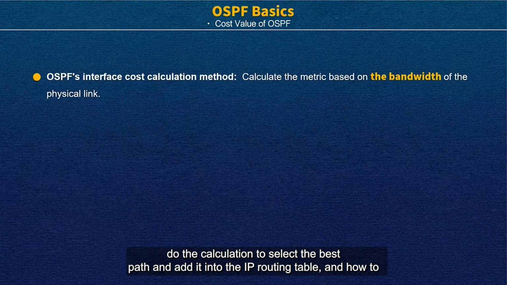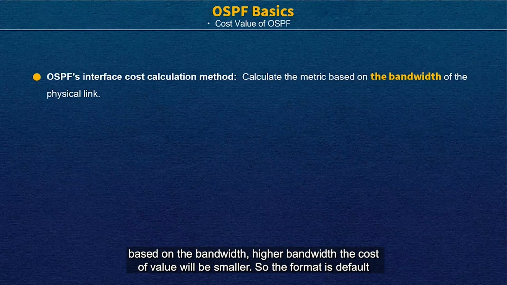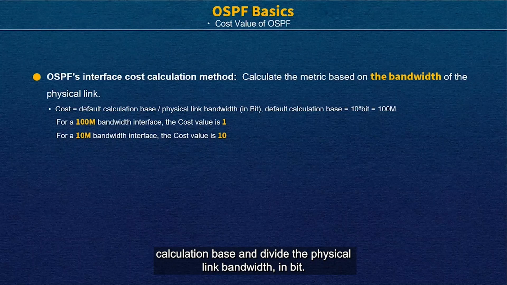And how to define the best path? About OSPF, we will use a cost value to calculate. And the cost value is based on the bandwidth. Higher bandwidth, the cost value will be smaller. So the formula is the default calculation base divided by the physical link bandwidth in bits.